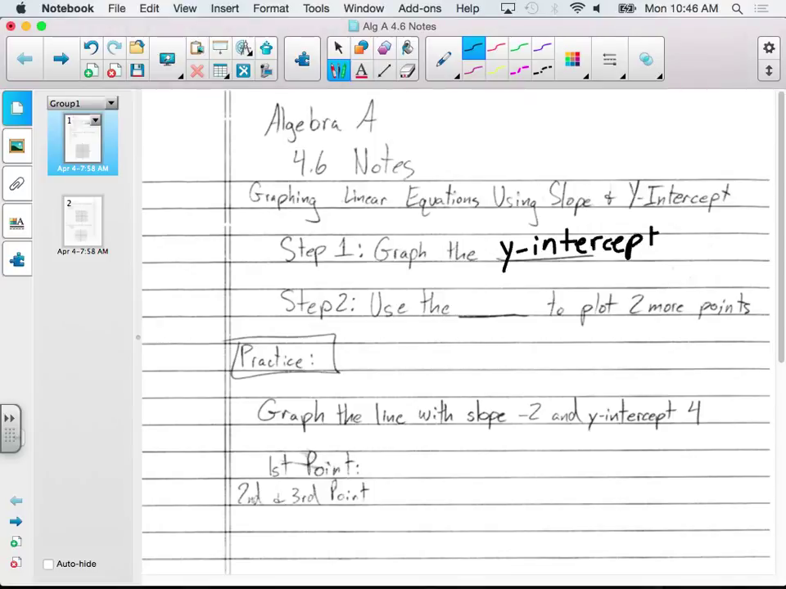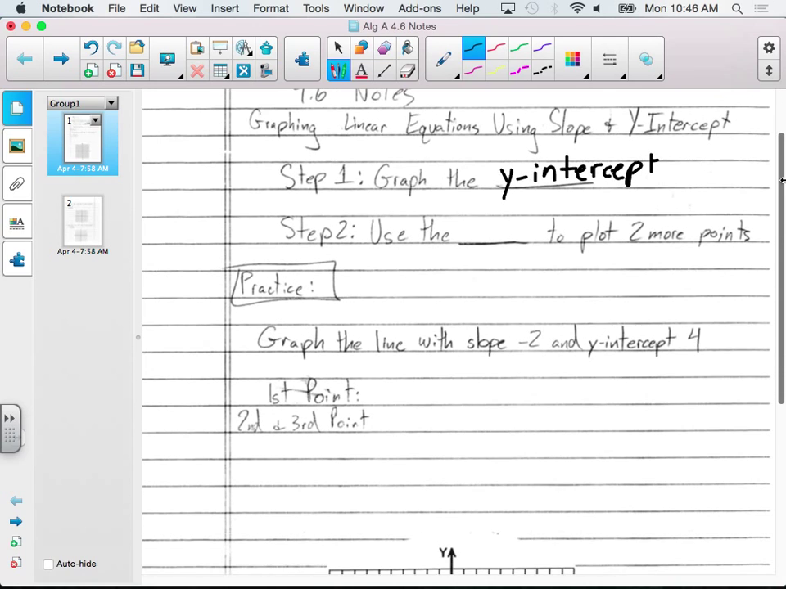So in your homework problem, they'll give you the slope and the y-intercept. So the first thing we do is graph the y-intercept. Then after that, our second step is to use the slope that we're given to plot 2 more points after that.